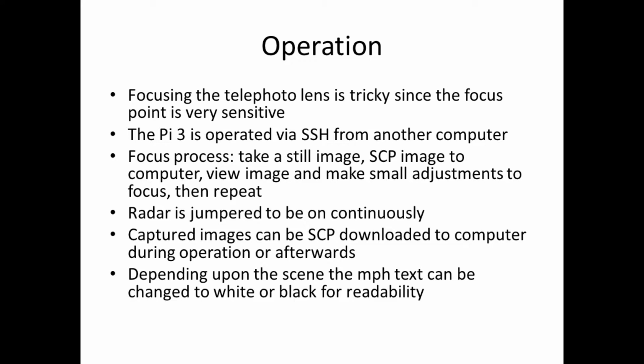Then repeat until one arrives at a reasonably high resolution focus. The radar is jumpered to be continuously on. Captured images can be secure copy downloaded to a computer during operation or even afterwards, usually after you assemble some time period worth of cars coming down the street. All of these images are sitting there in the directory and are easily SCP downloaded to whatever computer you desire. Depending upon the scene, the miles per hour text can be changed to white or black for readability.